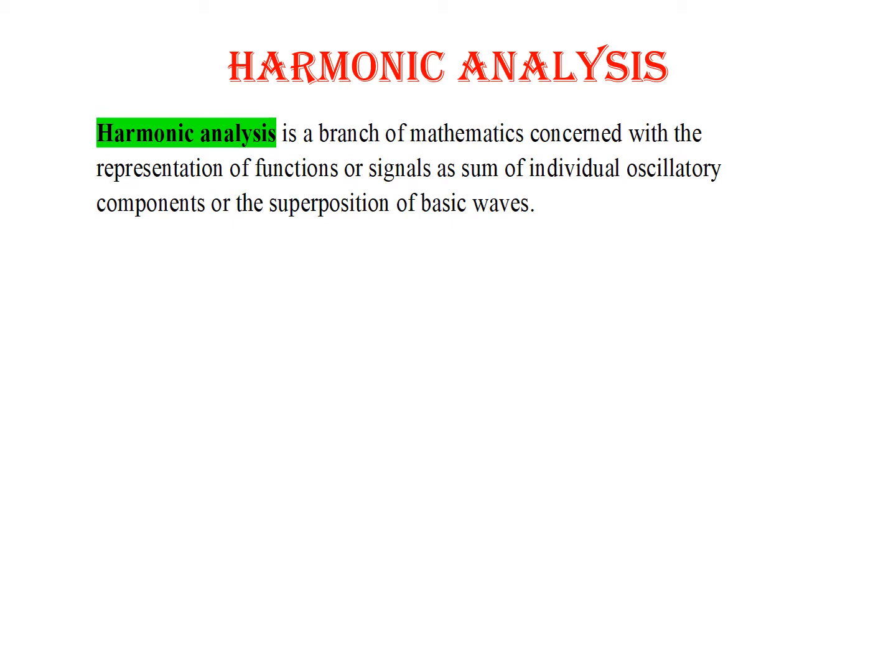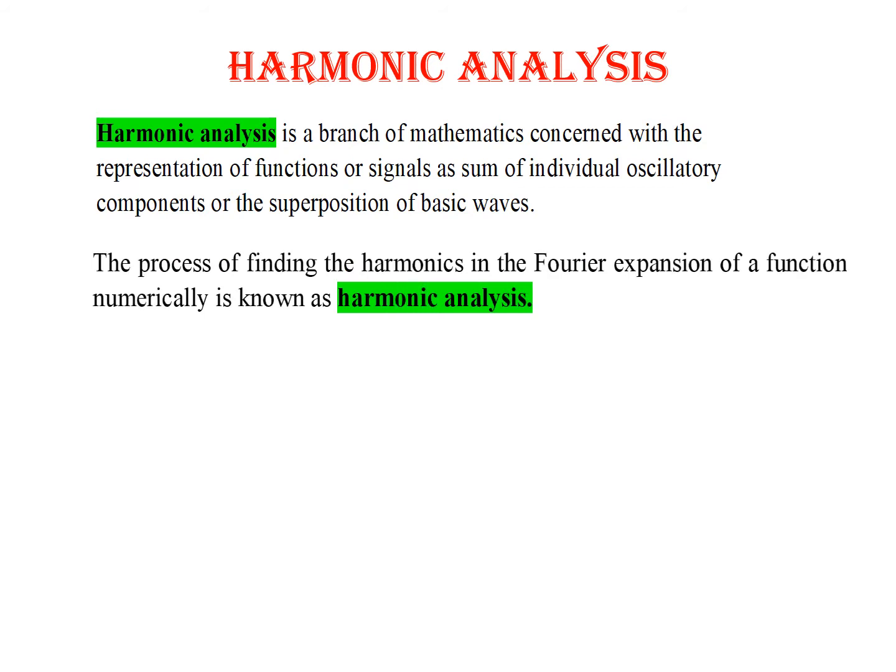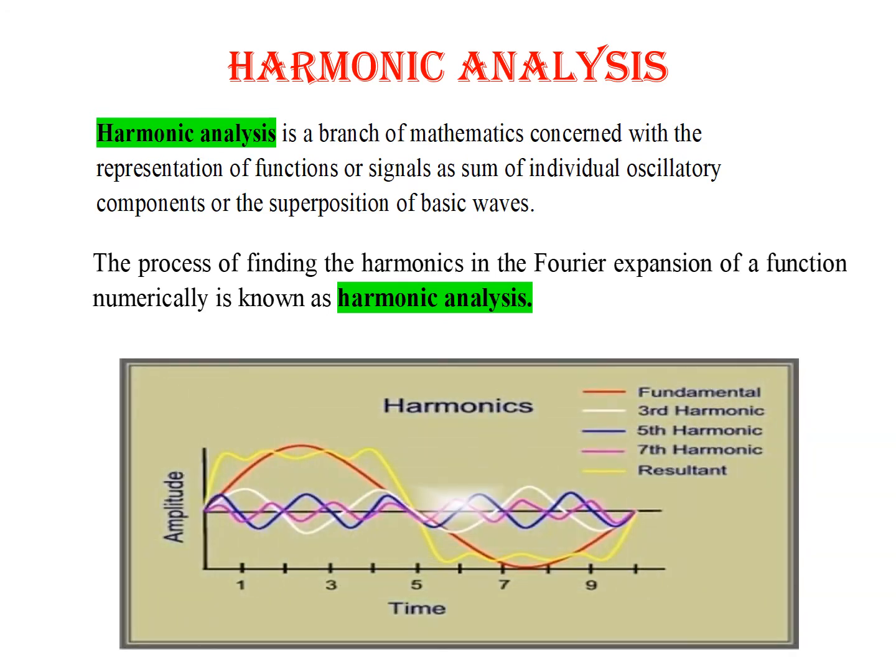Many times in systems, functions or even signals are represented as the sum of individual components, and each individual component will be an oscillatory wave. So harmonic analysis is a branch of mathematics which is concerned with that particular type, and the process of finding the individual harmonics and adding them up finally in the Fourier expansion is known as harmonic analysis. And this is a pictorial representation for that. You can see a signal having a combination of many waves.